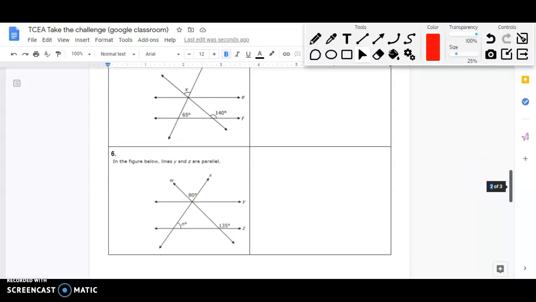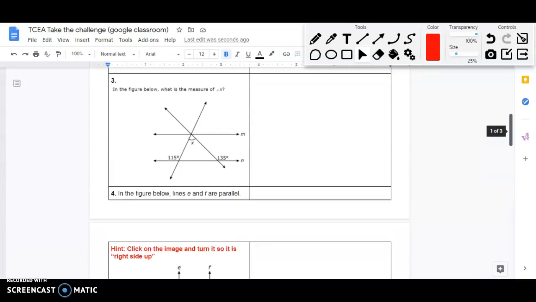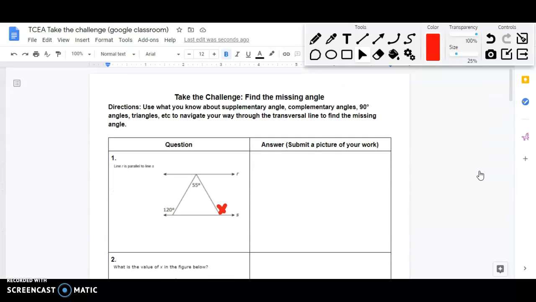So then you just need to take the challenge and navigate your way through these triangle and exterior and interior and transversal lines. But you guys got this, I know. So best of luck to you.